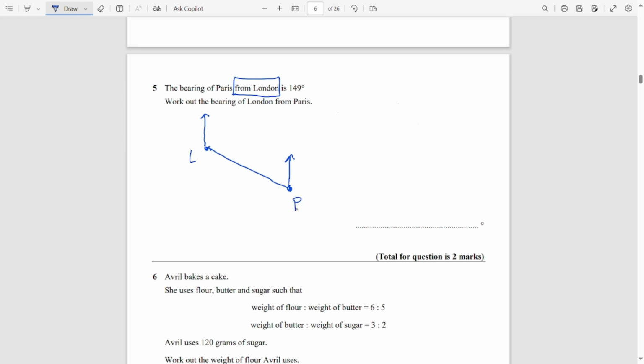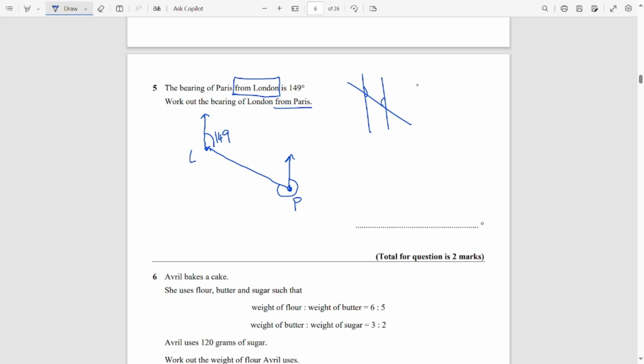This is now Paris. And so what they want is to work out the bearing of London from Paris. So this is 149. This time they want to go from Paris. So what they want is this angle here, clockwise from north around to that travel line between London and Paris. Now we're going to use angles in parallel lines, because if you have two parallel lines like this and a line going across the middle, these two here will add to 180 degrees.